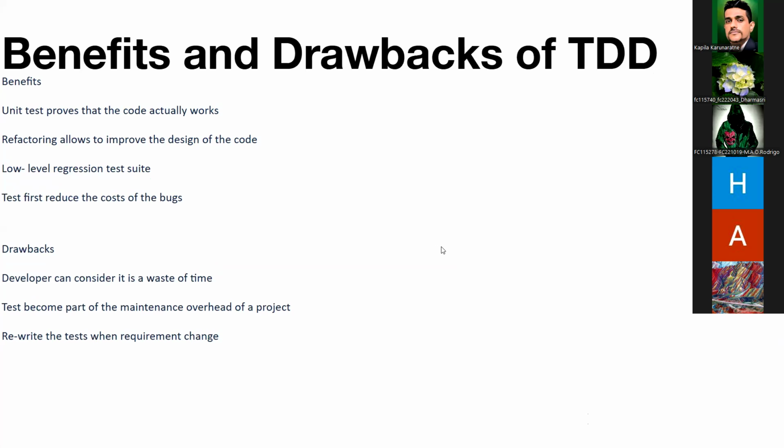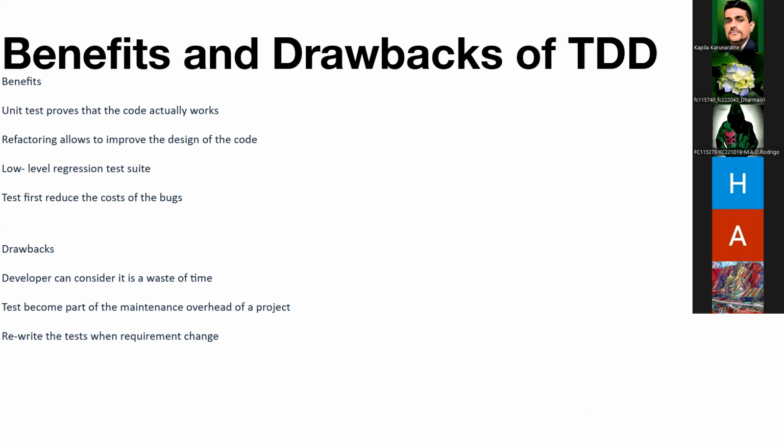A few benefits: this kind of test case makes sure the code is working perfectly, and refactoring is very easy. We will have a very automated, low-level regression suite, making sure the application runs well. And since the test comes first, you can identify fewer bugs and have faster quality delivery.